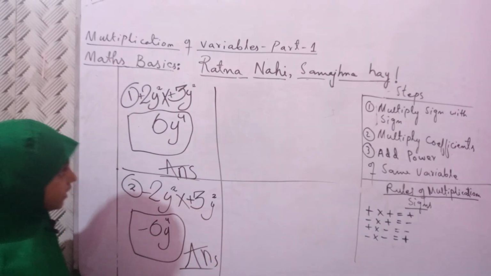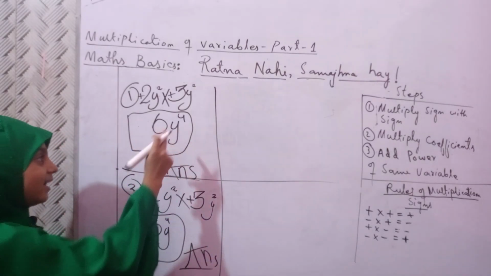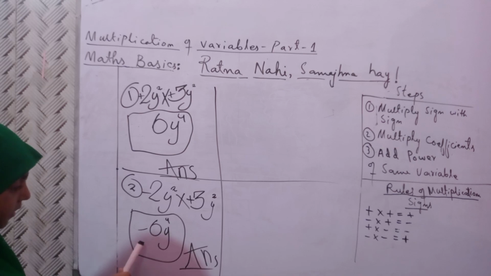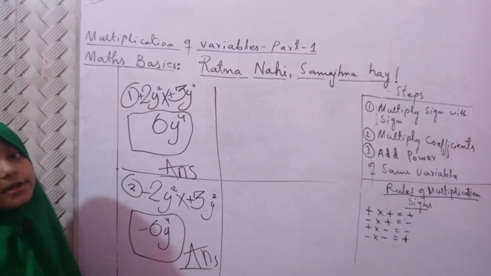Now, see the difference. It has 6y4. And this has minus 6y4.